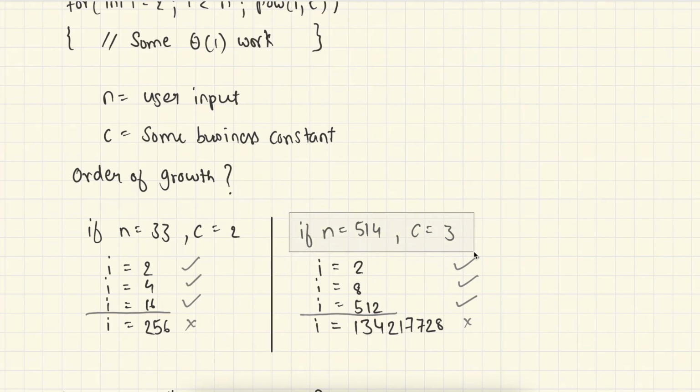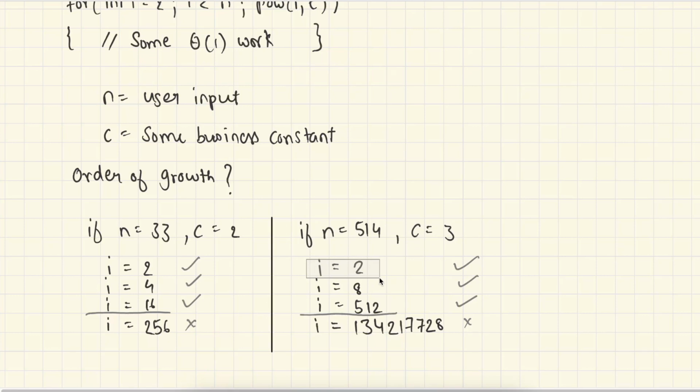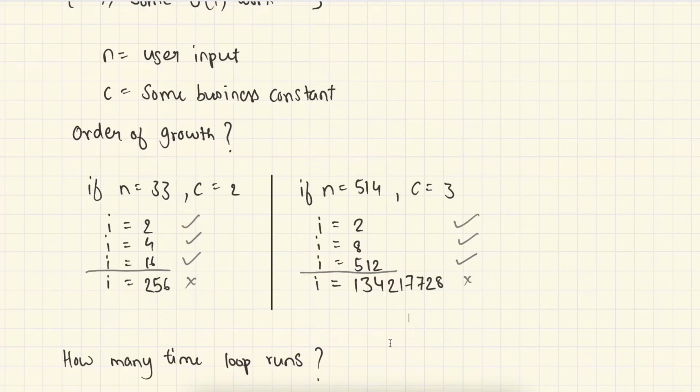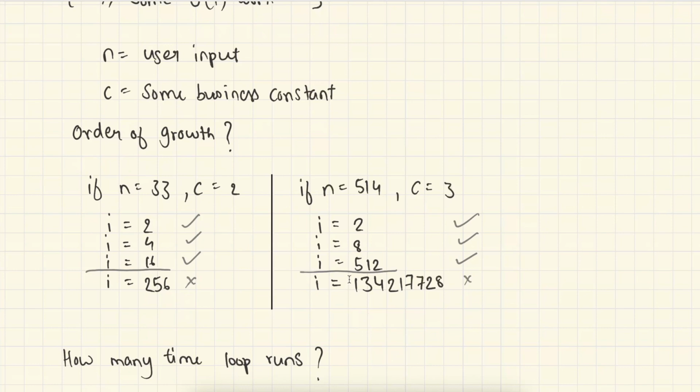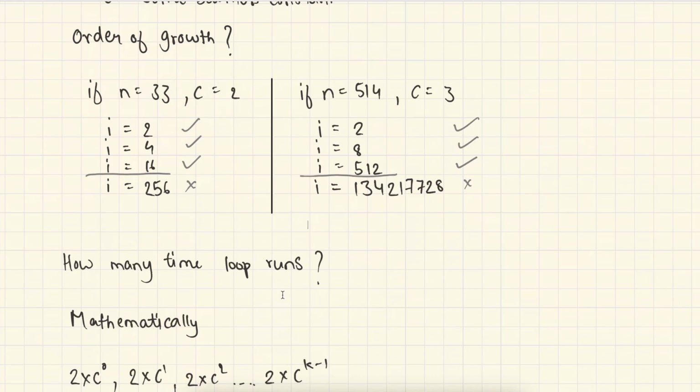Let's see with other values. Let's say n is 514 and c becomes 3. We'll start our loop at 2. 2 to the power 3 is 8. 8 to the power 3 is 512. And 512 to the power 3 is 134217728, a long number. When i reaches here, our loop stops. So you can see that the order of growth of this function is going to be very slow. Only in 3 iterations we reach this big number. If I ask you how many times this loop runs, it is going to be difficult to guess.